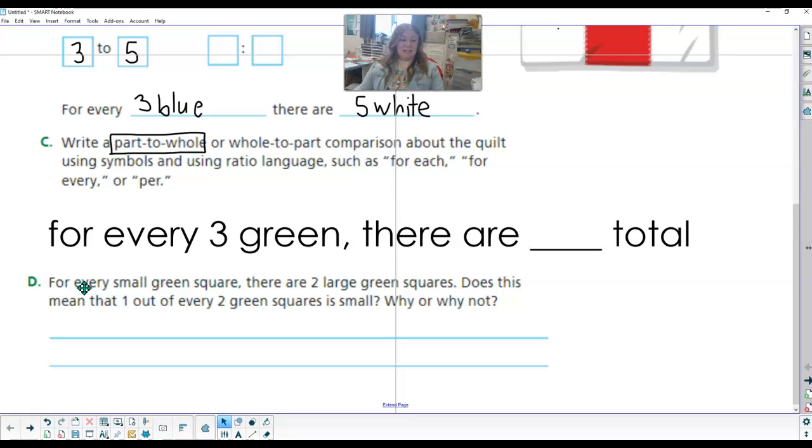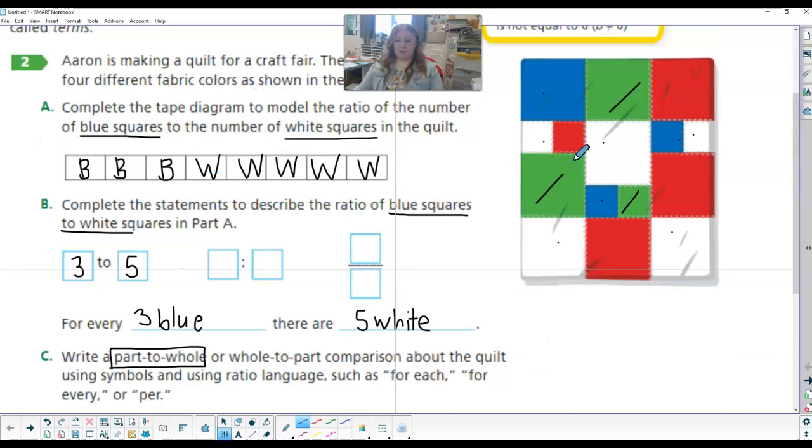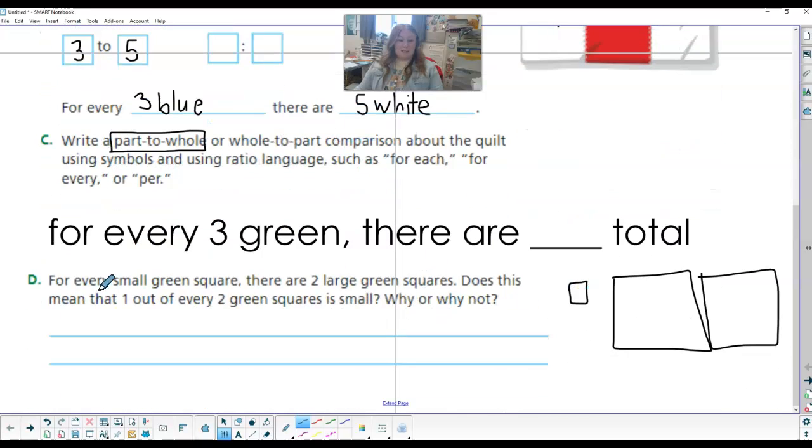Okay, now D tells us for every small green square, so every means write 1. So I have 1 small one, that there are 2 large ones. I can see 1 little one, 2 big ones. Does this mean that 1 out of every 2 green squares is small? So we're comparing the small squares to the total squares. So we want small compared to the total.